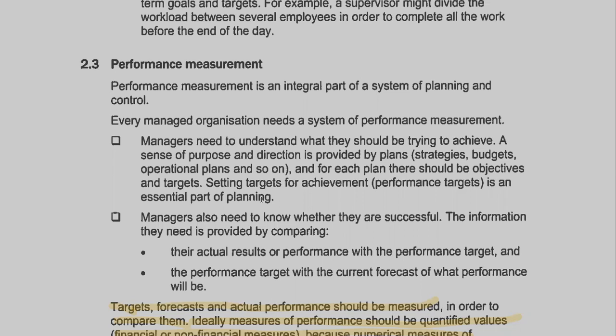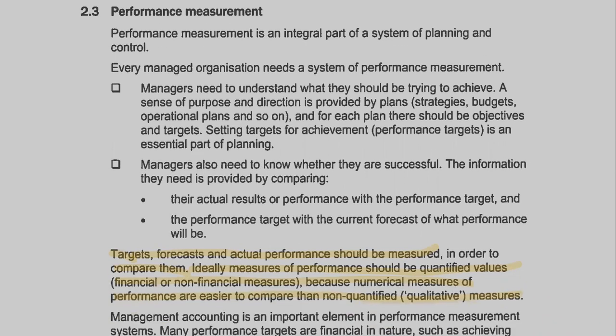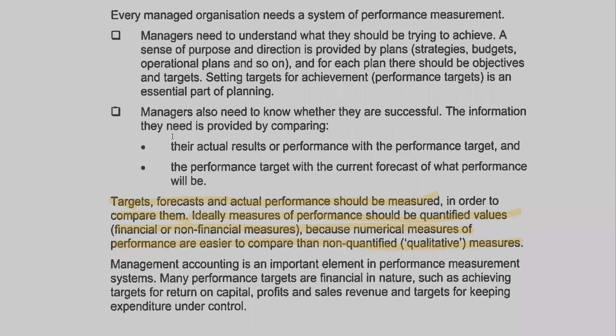Very important, because when you don't plan, you don't know how you are going to go about things, and you might end up no longer being a going concern. You may lose the business. Now, managers also need to know whether they are successful. The information they need is mostly provided by comparing their actual results or performance with the performance target, which is control, and with a current forecast of what performance will be. Target, forecast, and actual performance should be measured in order to compare them.